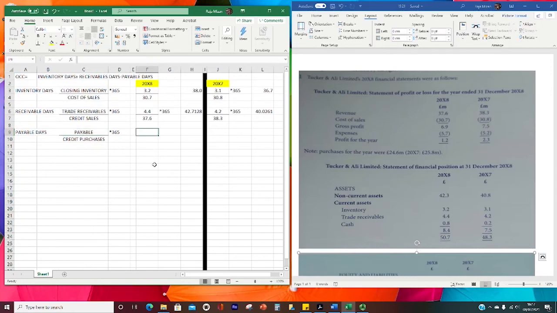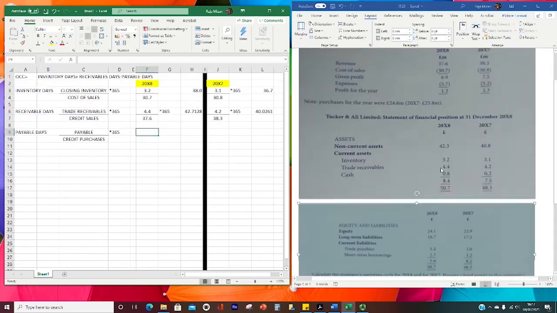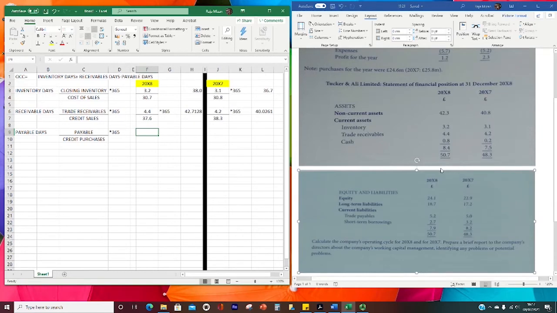Putting the figure for 20x8, payables given down here, which are 5.2, divided by credit purchases, which are given in the question, 24.6 for 2008, times days in a year, and let's calculate it now. Times 365, and this gives us 77 days.